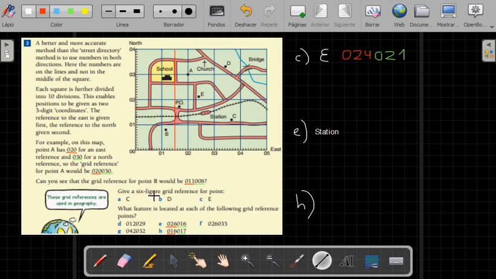Dibujamos entonces una línea vertical totalmente recta, tan lejos como podamos en el mapa. Recuerden que lo que tenemos que ver es dónde se van a cruzar las dos líneas. Now, for the north reference, the first two digits are 01, so we must go to 01, and from there move 7 divisions beyond. Vamos entonces a irnos hasta 01 y de allí movernos 7 divisiones más al norte. 1, 2, 3, 4, 5, 6, 7.